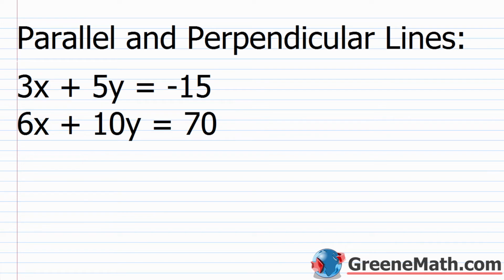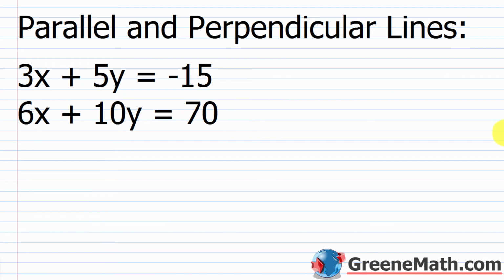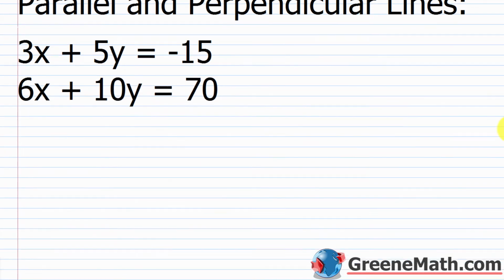Now, two perpendicular lines have slopes whose product is negative 1. So again, for that, you would just solve each equation for y. You'd look at the slopes, and if you multiply them together and get negative 1, those two lines are going to be perpendicular. So very, very easy topic overall. Okay, let's go ahead and take a look at the first problem.